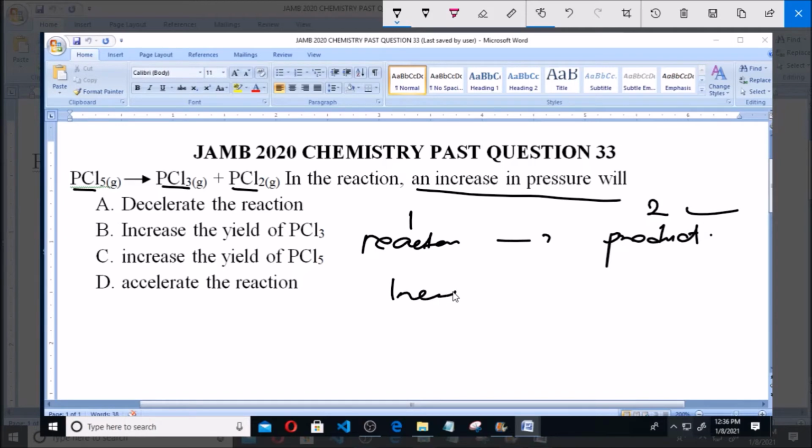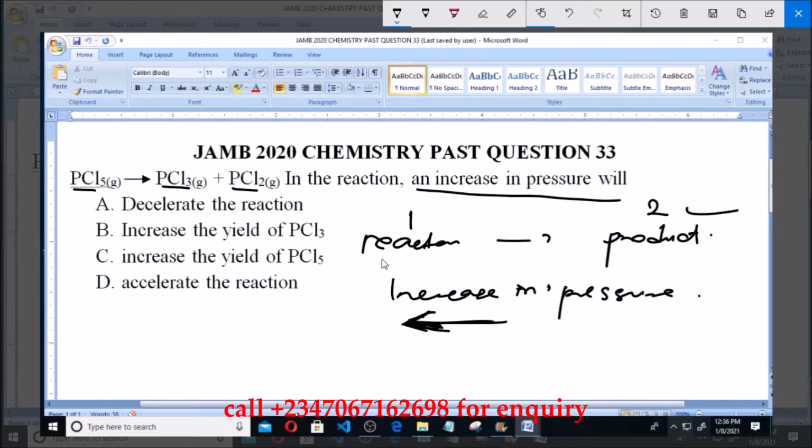Now, increase in pressure will favor the backward reaction. Increase in pressure will favor the backward reaction because the backward reaction is less in terms of amounts compared to the forward reaction, and so increase in pressure will tend to favor the backward reaction that has a lesser amount of substance, which is the reactant, and that is the phosphorus 5 chloride. So it will increase the yield of PCl5 and not PCl3 because the amount of the product is more than the amount of the reactant, and so increase in pressure will increase the yield of PCl5.